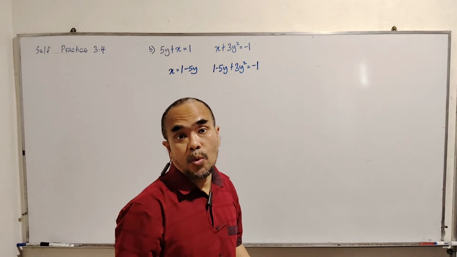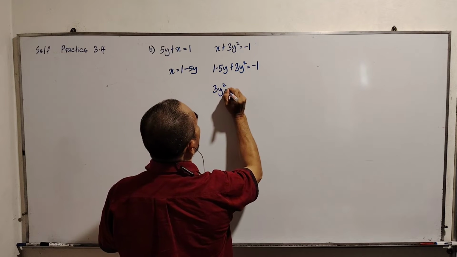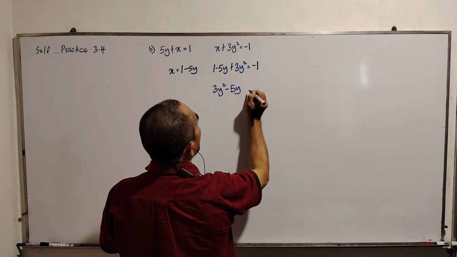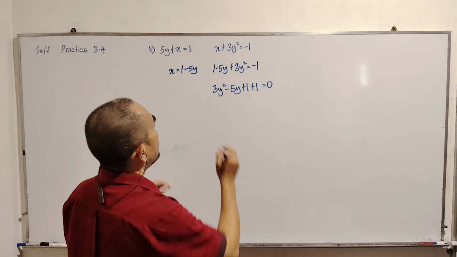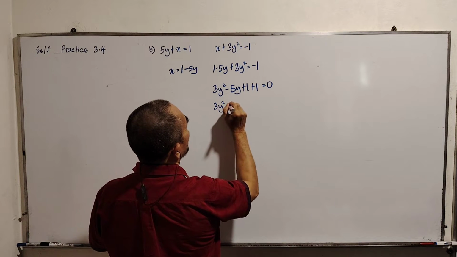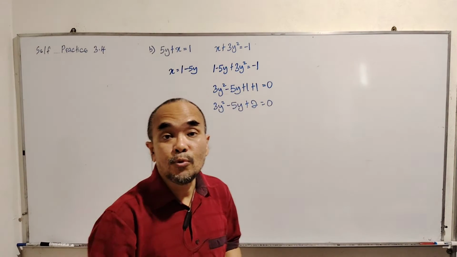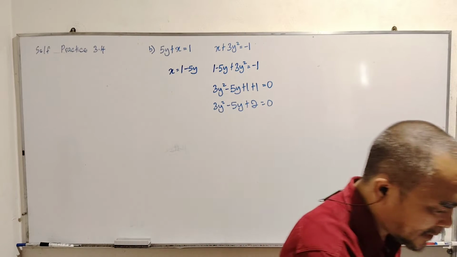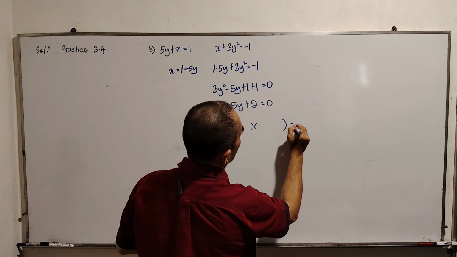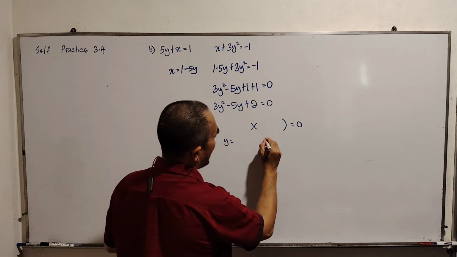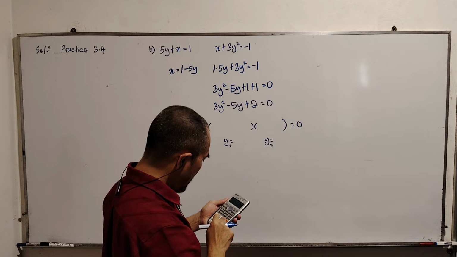And this is a quadratic equation. So make it into general form. So you have 3y squared minus 5y plus 1 equals 0. General form. So simplify: 3y squared minus 5y plus 2 equals 0. And if you believe you could factorize that, use the calculator and check. Put a bracket here, equal to 0, and you should write y1 and y2.